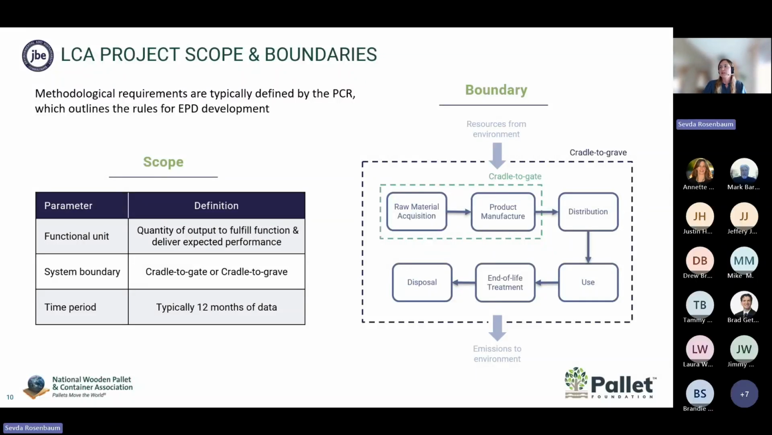And here are some definitions for the scope, some parameters that are described for the scope of the study. For the system boundary, it can be cradle to gate or cradle to grave. There are other options in the PCR, but for this study, it's going to be a cradle to grave analysis.